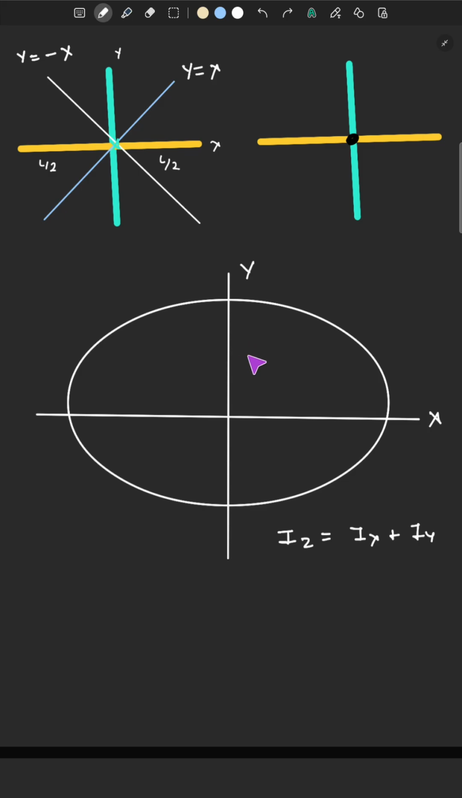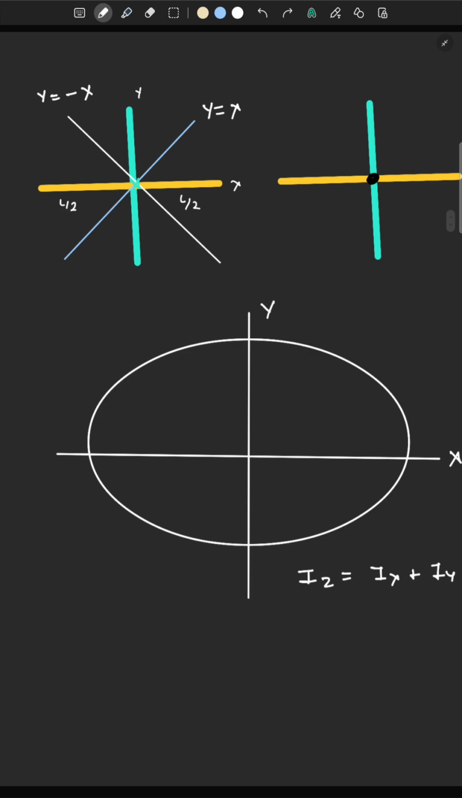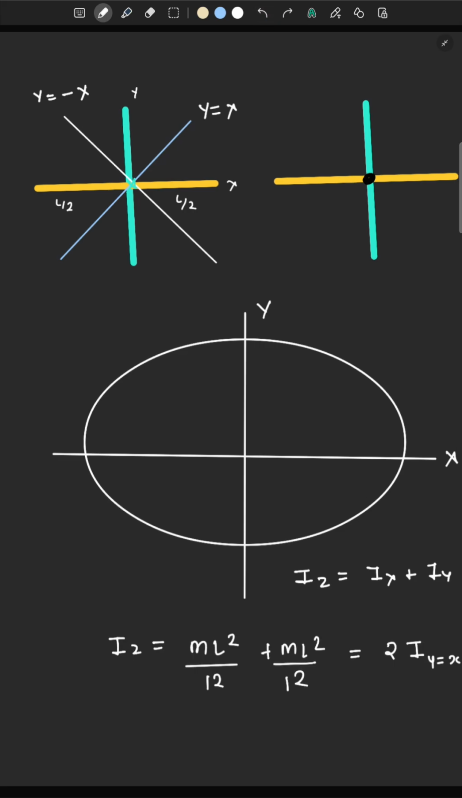So what does this perpendicular axis theorem say? That the moment of inertia about the z axis, the axis perpendicular to the plane, is equal to the moment of inertia about one of the axes plus about the other axis. In our case, the two axes in the plane are these lines y equals minus x and y equals x, and the perpendicular axis is the z axis, coming out of the page or out of the plane. Okay, so now let's continue.